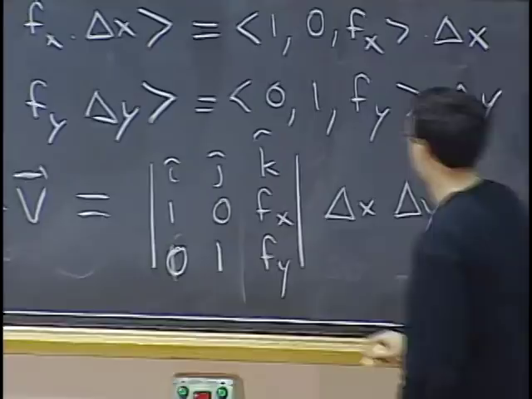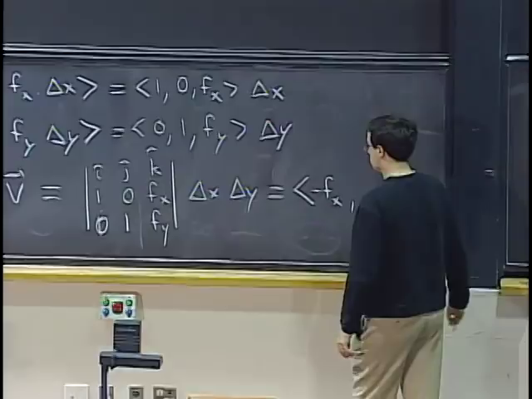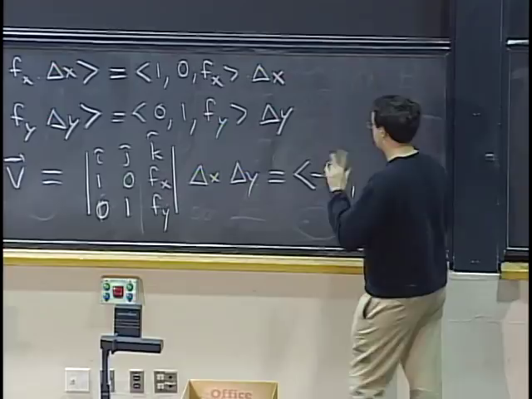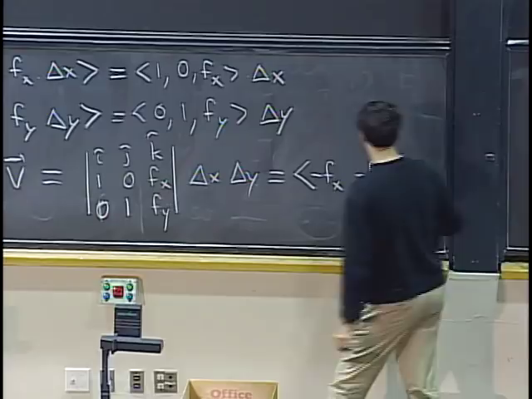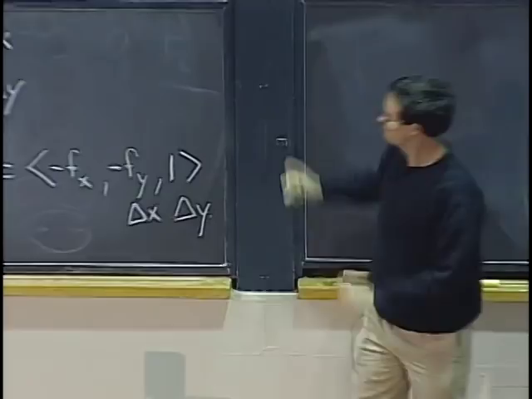So let's compute this cross product. The i component is 0 minus f sub x. The j component is going to be f sub y minus 0, but with a minus sign in front of everything, so negative f sub y. And the z component will be just 1 times delta x delta y. Does that make sense? Yes. Very good.